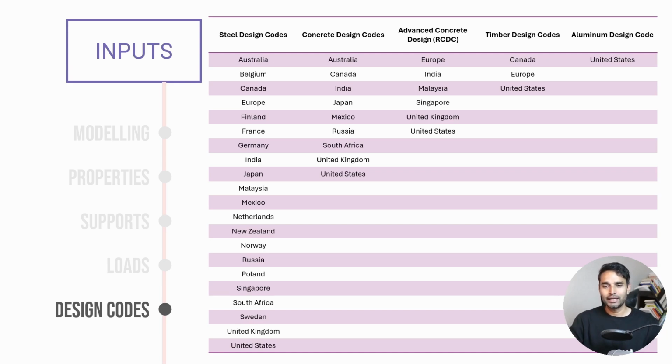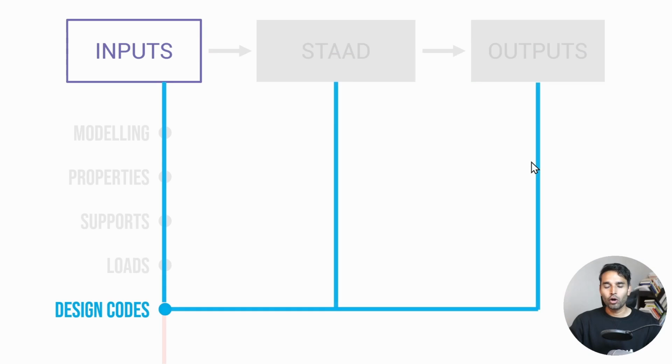So if I just look at the Indian codes, I'll be able to see that the steel codes are available as an Indian code. We have Indian concrete design codes. We have Indian advanced concrete design codes. For the United States and the United Kingdom, again, we have these. Additionally, we have timber codes with United States and aluminum codes with United States. So this is all the design codes.